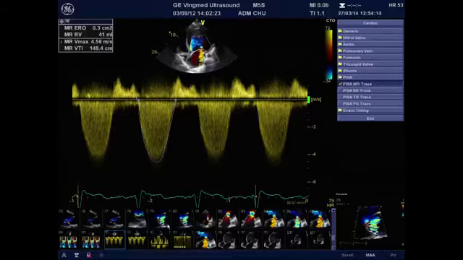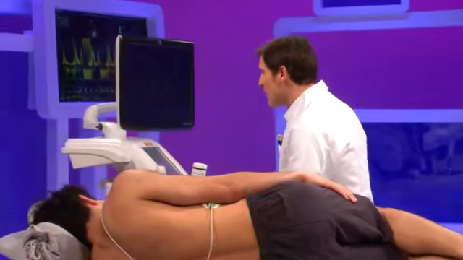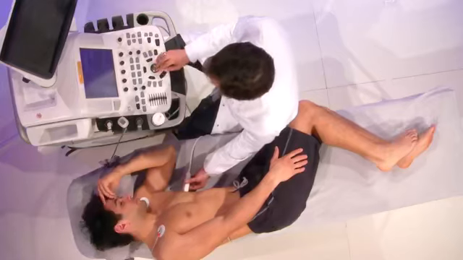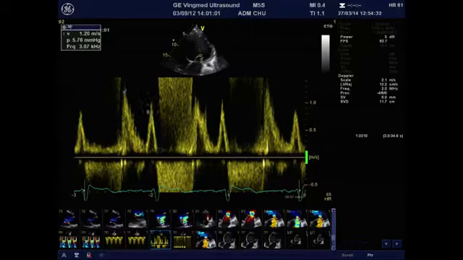So are there adjunctive signs that could be used in these patients to evaluate the severity of mitral regurg? For sure, yes. We should always measure the transmitral flow, and the transmitral flow here you have the E and the A wave.